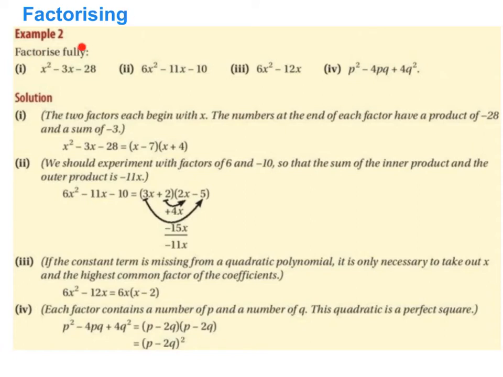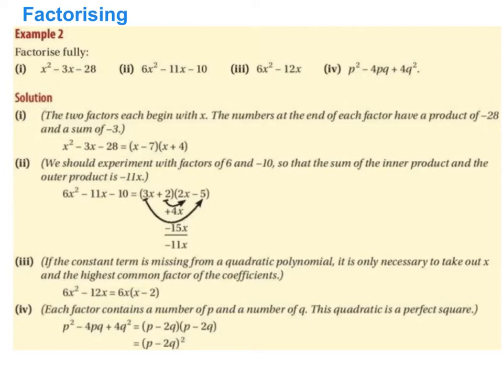Factorizing. Factorize fully. x squared minus 3x minus 28. 6x squared minus 11x minus 10. 6x squared minus 12x. And p squared minus 4pq plus 4q squared. So here we have a quadratic.